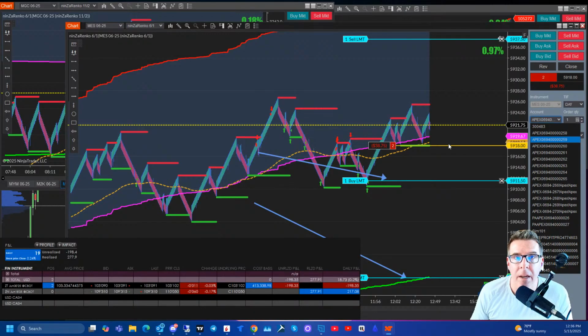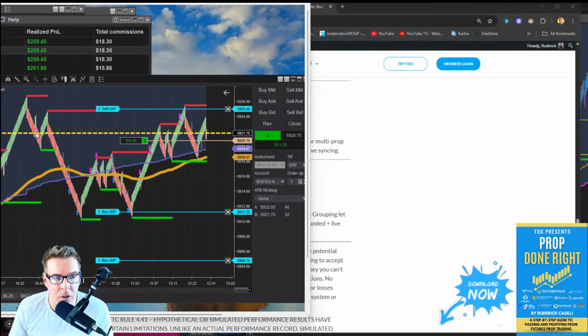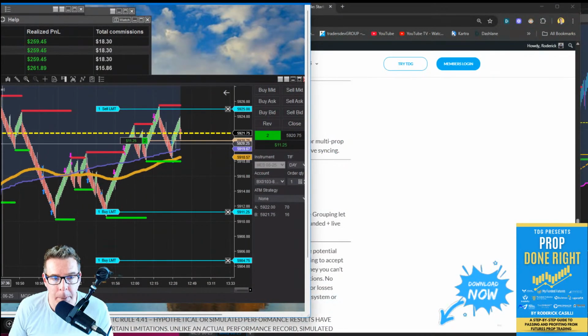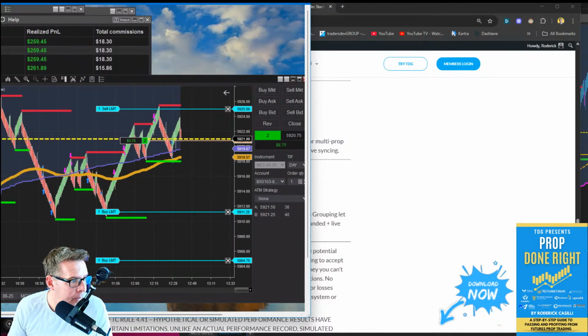So right here, I'm short, and then right over here, I'm long. So let's watch the longs, and then we know that if we hit target on these longs, then we're losing money on the other side. All right.